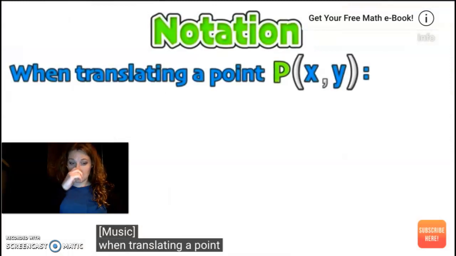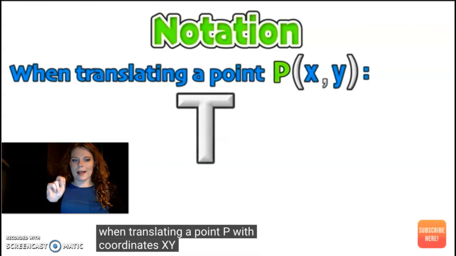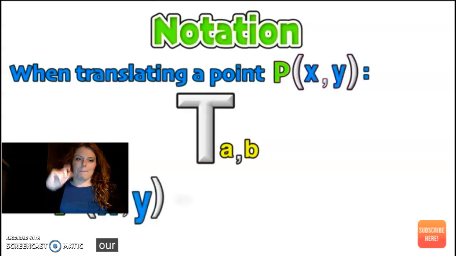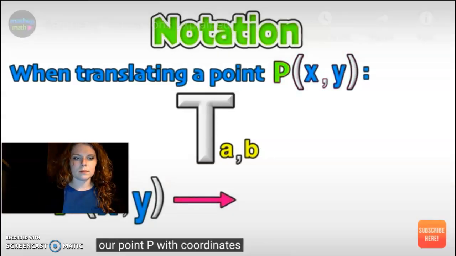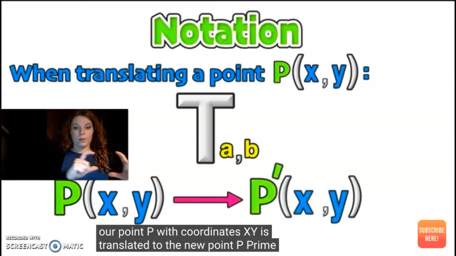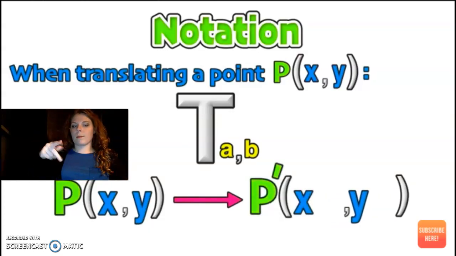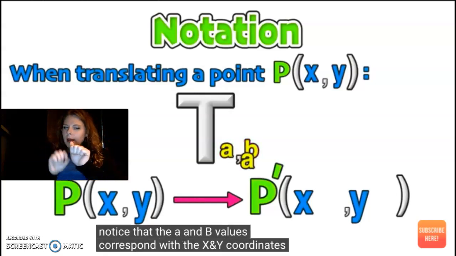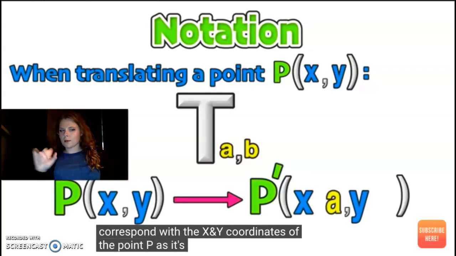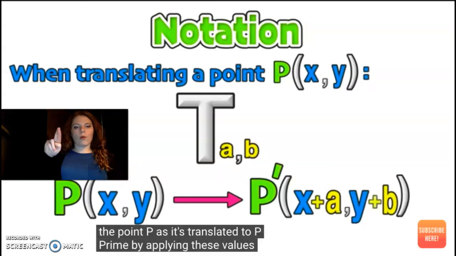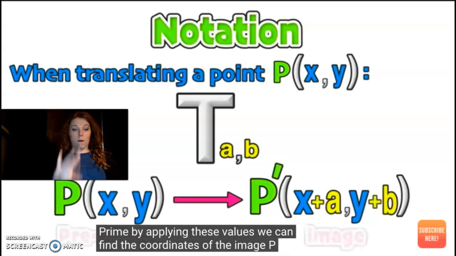When translating a point P with coordinates x, y, we can use the capital T notation. Our point P with coordinates x, y is translated to the new point P prime. Notice that the a and b values correspond with the x and y coordinates of the point P as it's translated to P prime. By applying these values, we can find the coordinates of the image P prime.